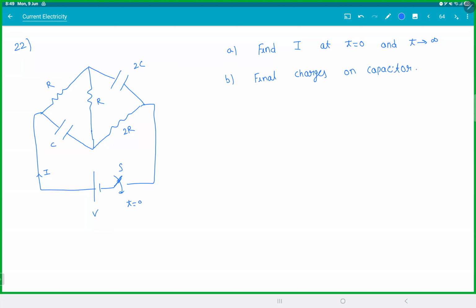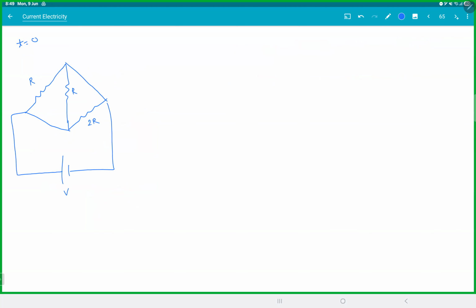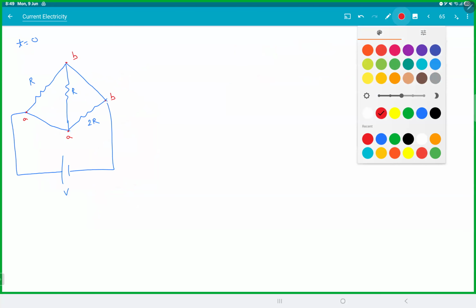Pi v by 2r, that could be right. Let's see. At t0, this is how the circuit looks. All are in parallel. See, if this point is A, this is also A. If this is B, this is also B. You can clearly see all are in parallel.